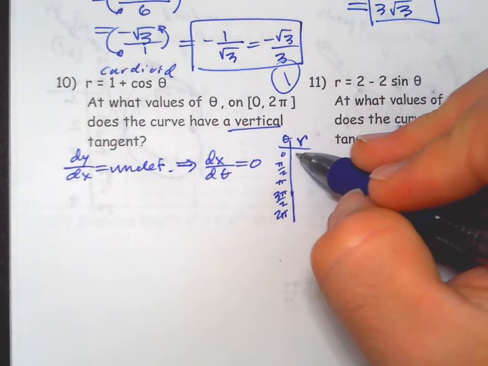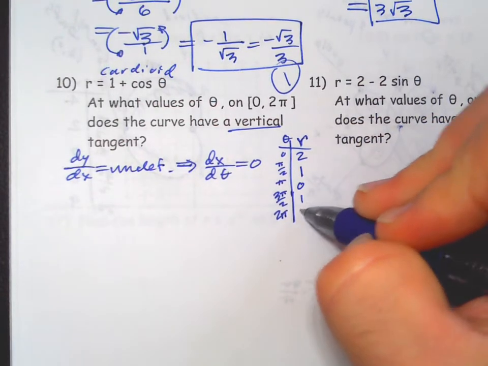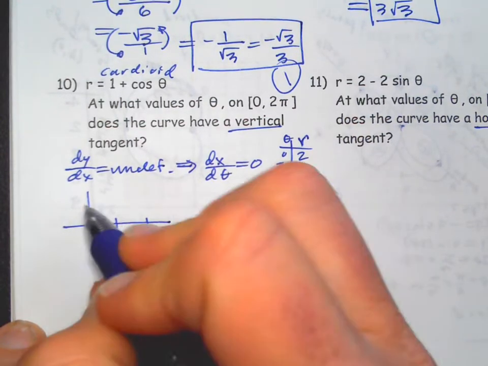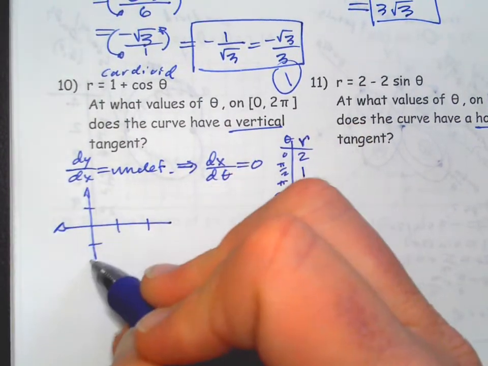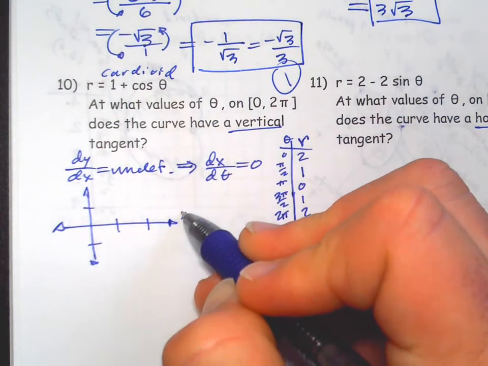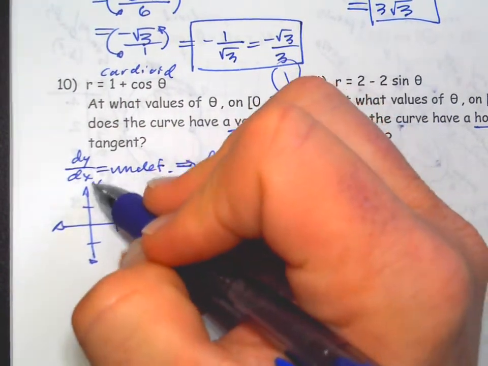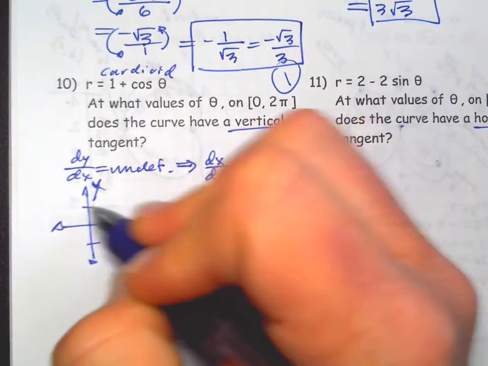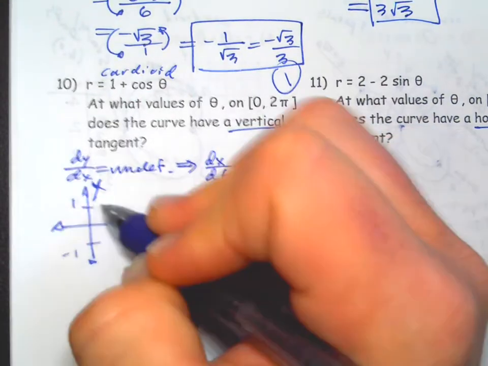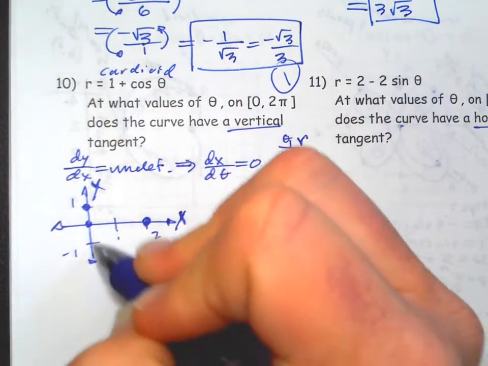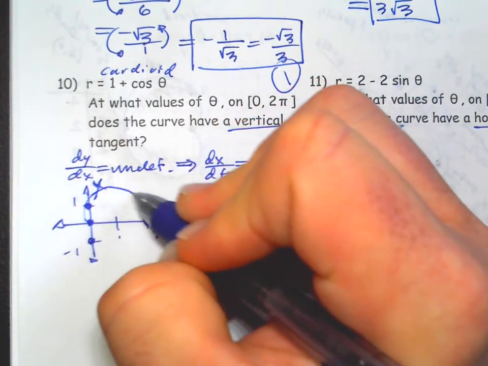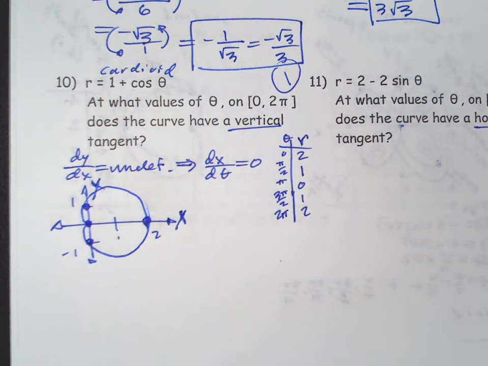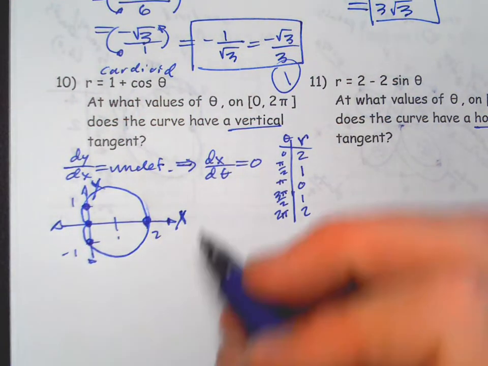Plug 0 in, 2, 1, 0, 1, 2. So this is a cardioid, bigger in the x direction, so horizontally oriented. 0, 2, π/2, 1, π, 0. It's the cusp that causes the problems. It's going to come up as 0 for both dy/dθ and dx/dθ, but it isn't both.